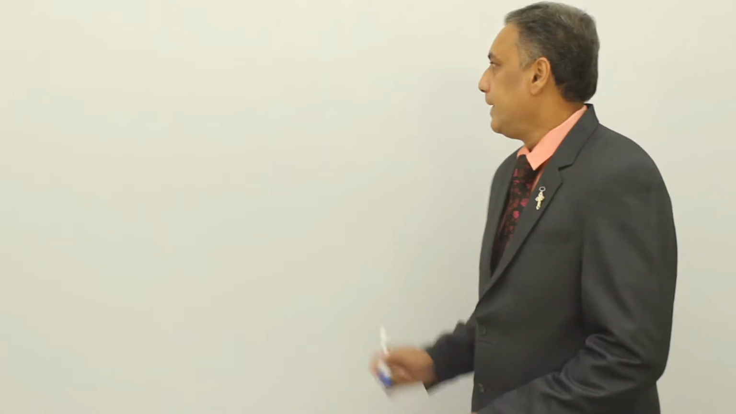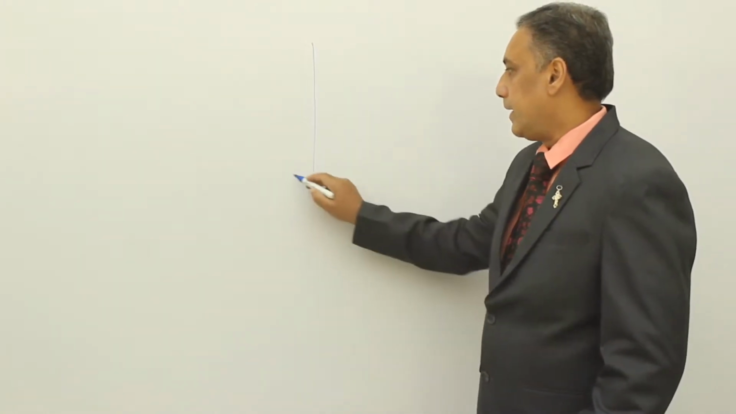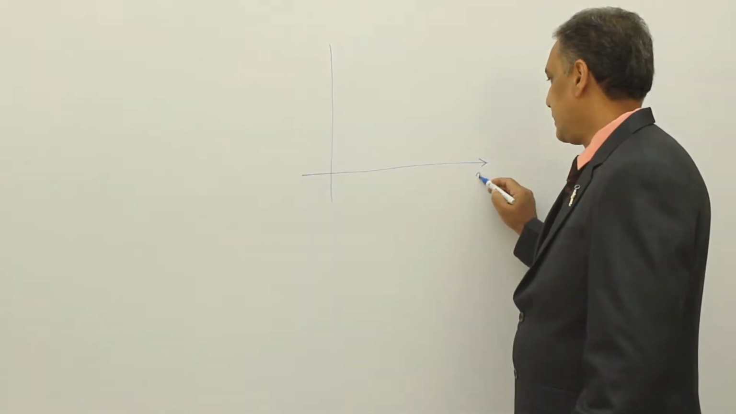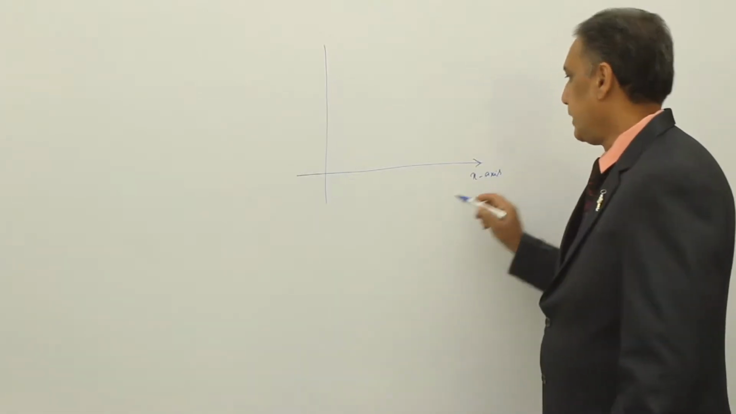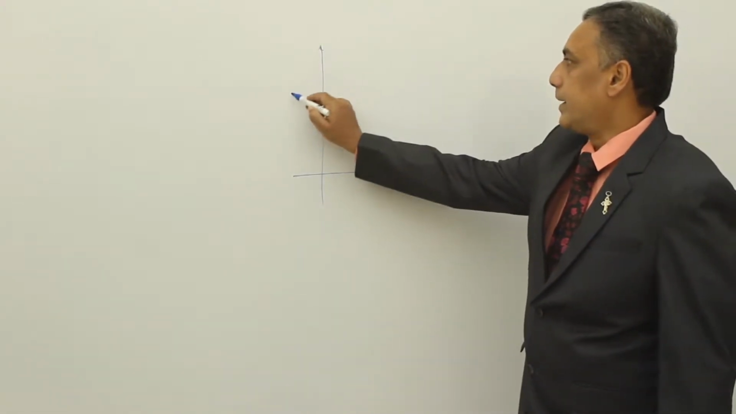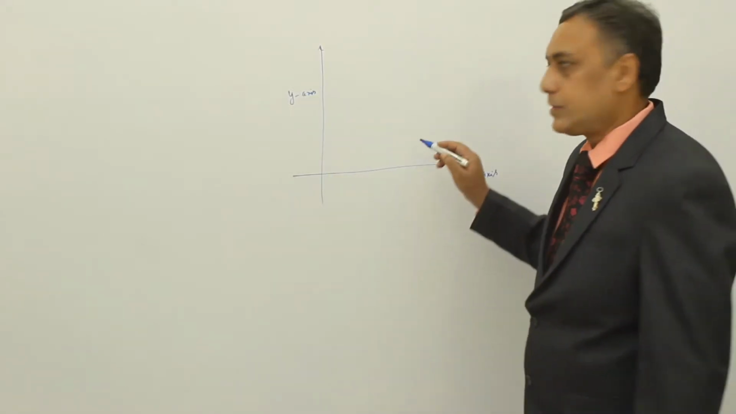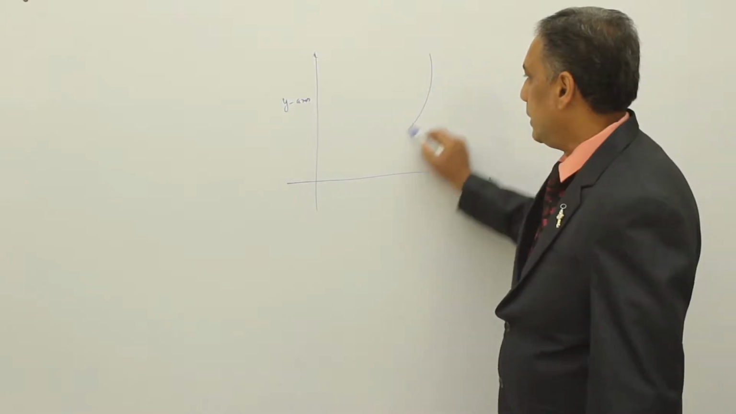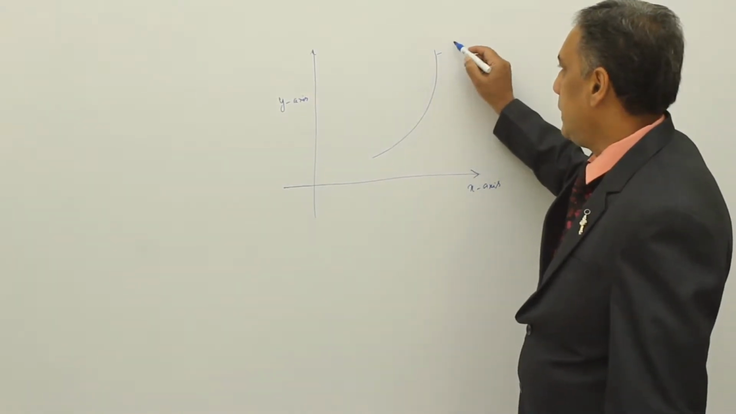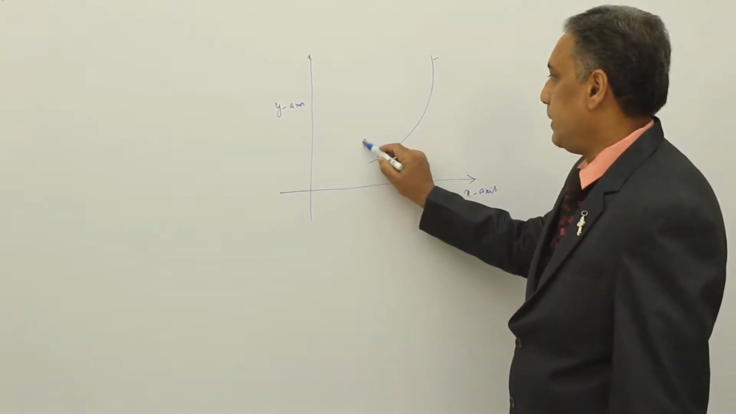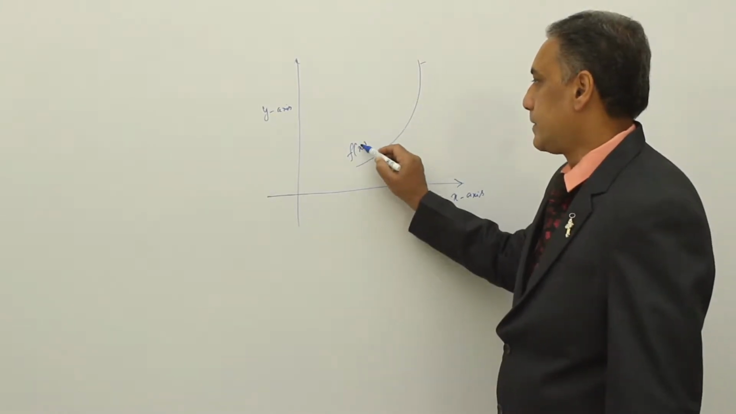The geometrical meaning of dy by dx is something we need to understand. It is nothing but the slope. We'll try to derive that and see what it means. Consider a graph with x and y axis. This is the x axis and this is the y axis. Now there is a curve like this. Let its equation be f of x.